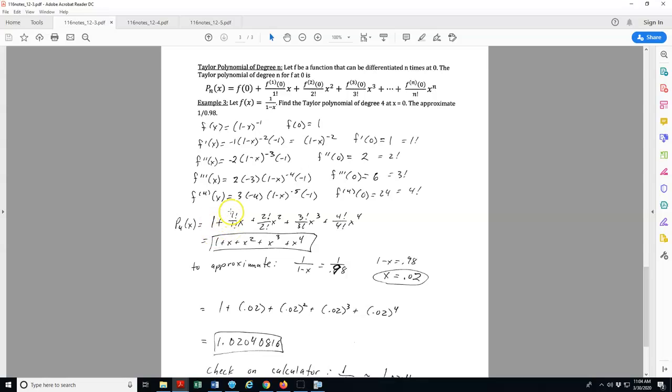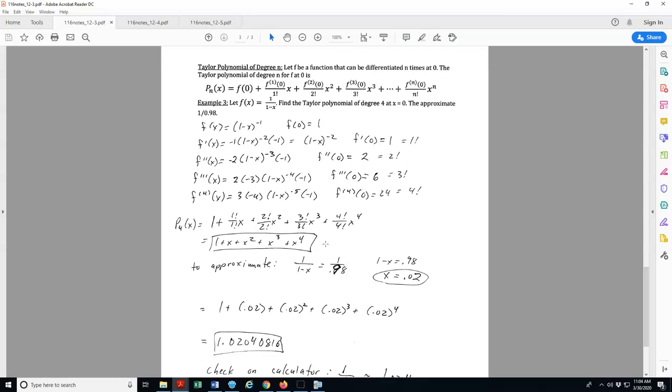So again, f of 0 plus the first derivative at 0 over 1 factorial times x, plus the second derivative at 0 over 2 factorial times x squared, plus the third derivative at 0 over 3 factorial times x cubed, plus the fourth derivative at 0 over 4 factorial times x to the fourth. And again, because those were all factorials, they simplified, and I got 1 plus x squared plus x cubed plus x to the fourth as my Taylor polynomial. They don't all simplify that nicely, but this particular one did.